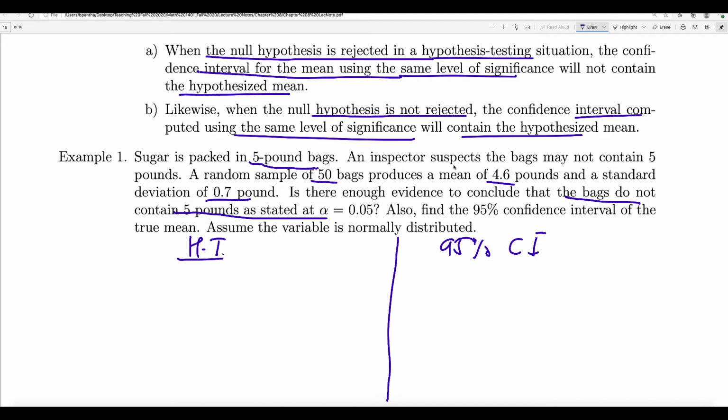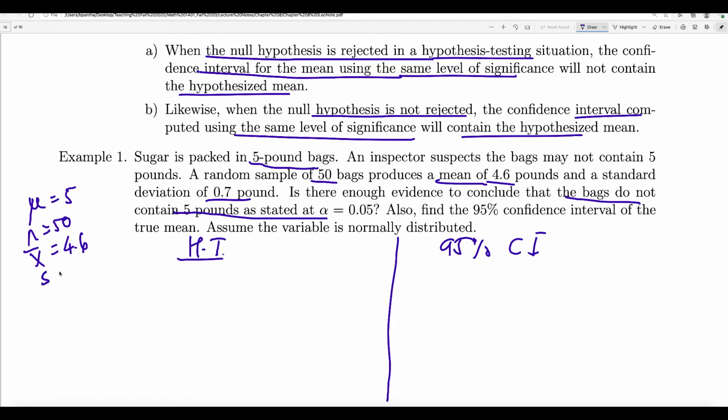So it says an inspector suspects. Sugar is packed in 5-pound bags. So we are talking about the average here, right? Because it says the mean is 4.6 and standard deviation is that. And so mu is 5 pounds. n is 50. And there are 50 samples, right? And the x bar is 4.6.